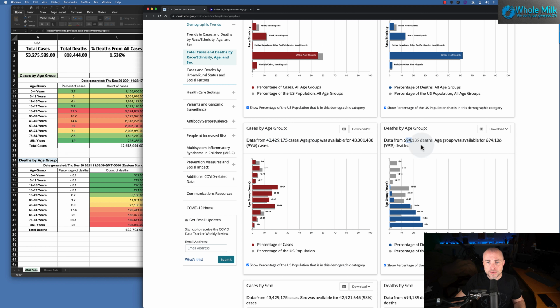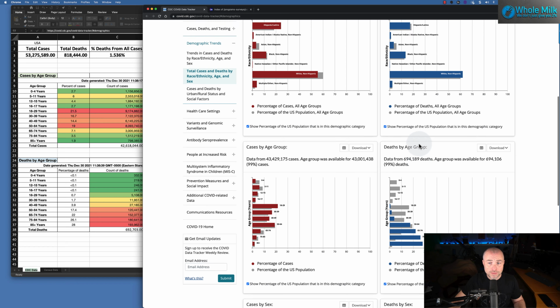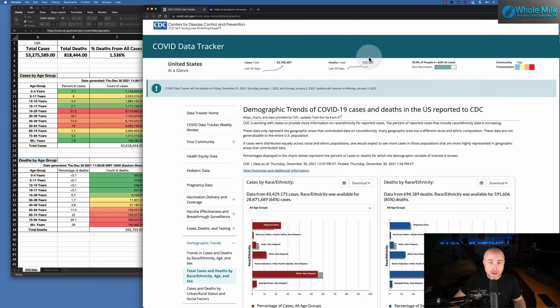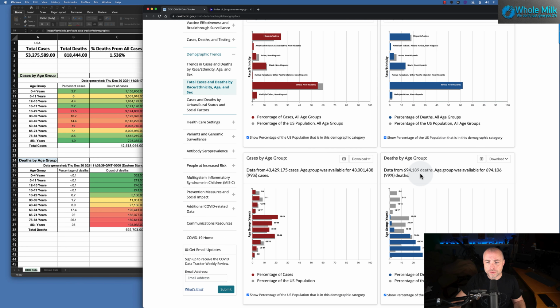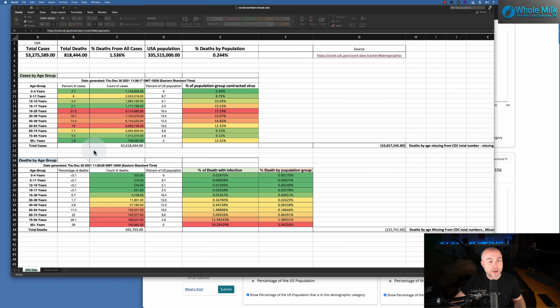Also, for deaths by age group, they're saying there's 694,000 deaths. And on the top here, their COVID tracker is saying 820,000. So that's a decent number to be off as well, 100 and change thousand. In this age group data, there was data available for 694,000. So it's a bit off between what this data set is providing. I don't know why they're missing data from their total COVID tracker, but they are. It is what it is. We'll just move on. So let's jump over to my Excel here.